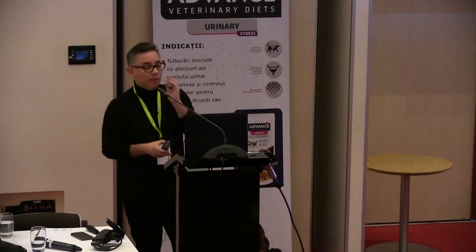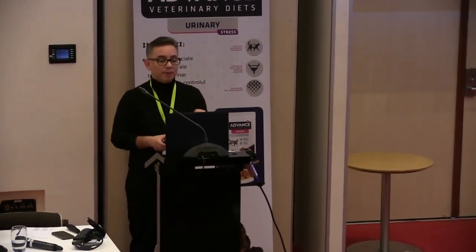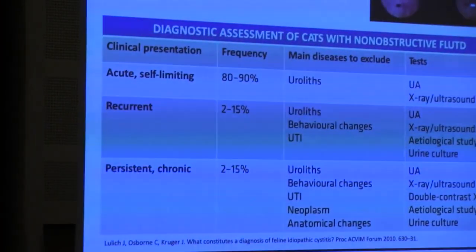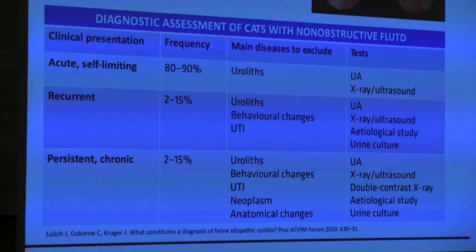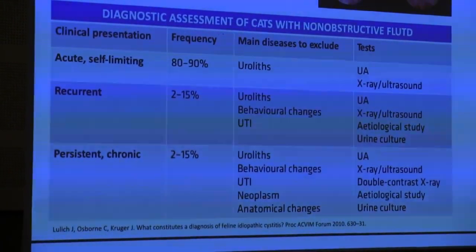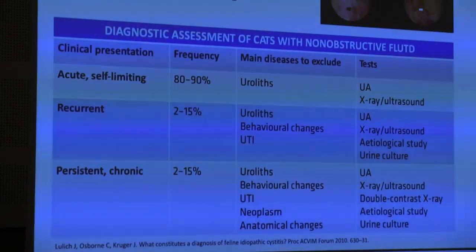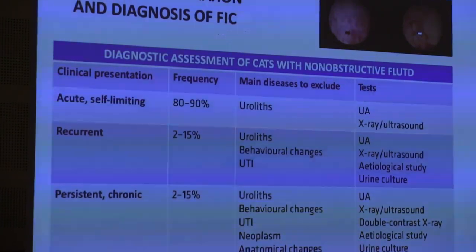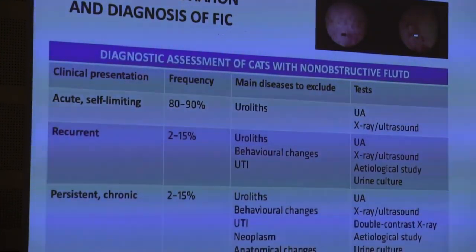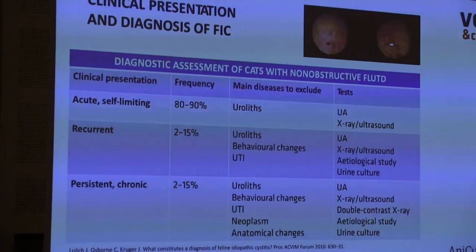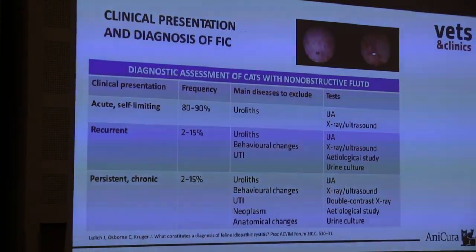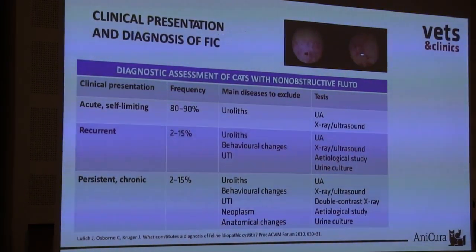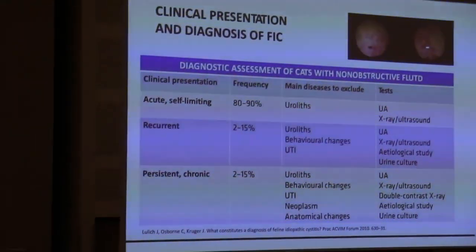This is a table of what is essential to do to arrive at a diagnosis, and what your differential diagnoses are depending on the clinical signs or presentation of the cat. If you want to take a picture, you can do it, but when we have a cat with chronic clinical signs, it's mandatory to investigate and do more and more tests.